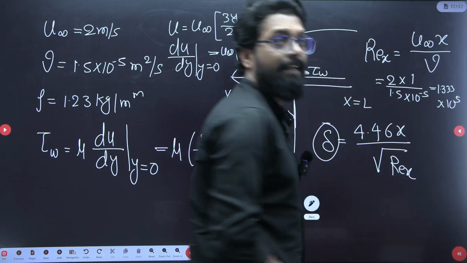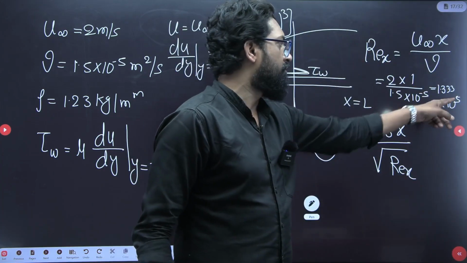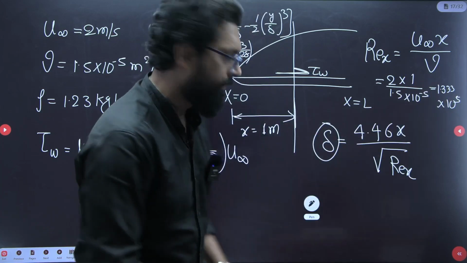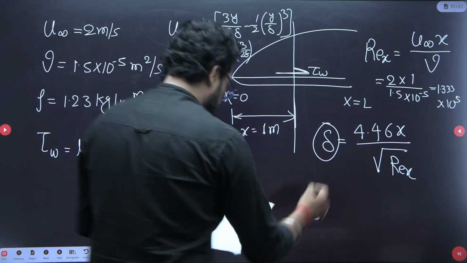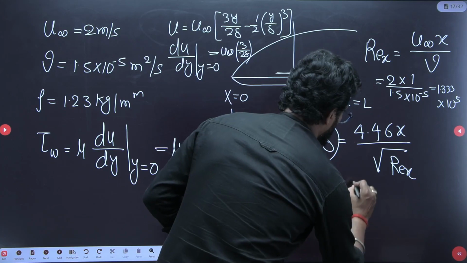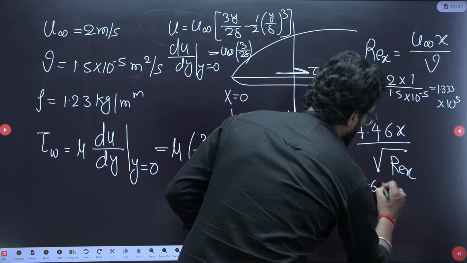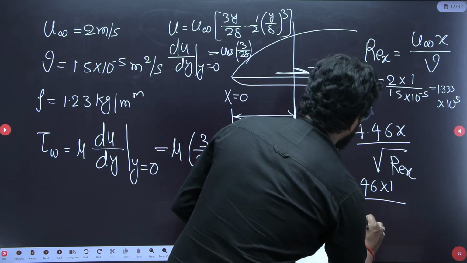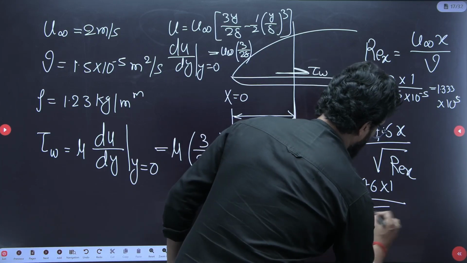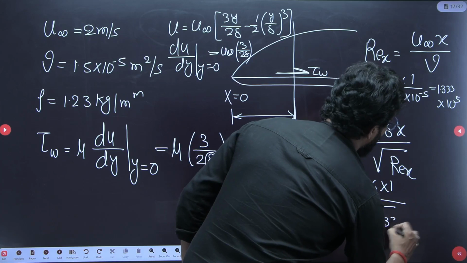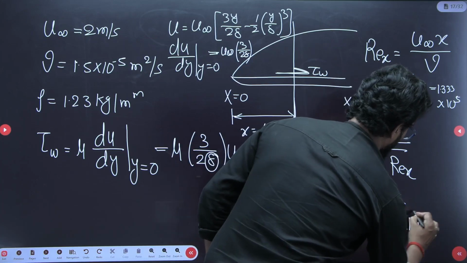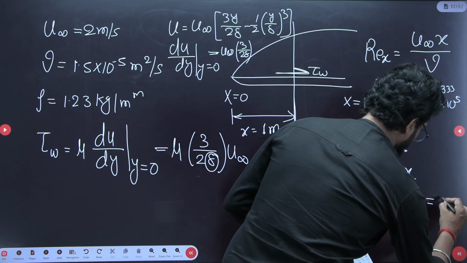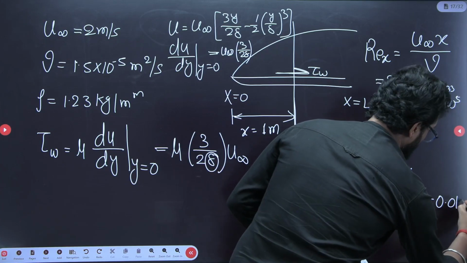So this is less than 5 times 10 to the power 5, that means this is laminar. So put this value back here. Delta is equal to 4.46 into x, the value 1 meter, divided by the square root of the Reynolds number, the square root of 1.333 into 10 to the power 5. If you find it, the boundary layer thickness is 0.0127 meter.